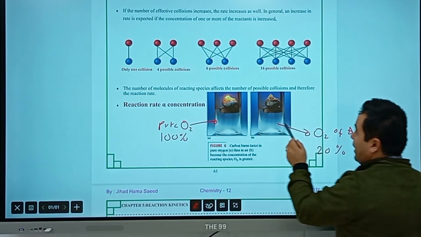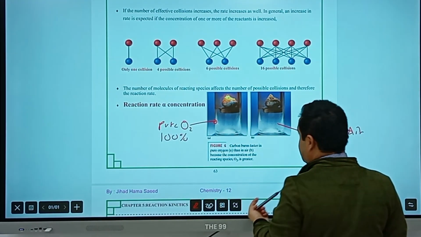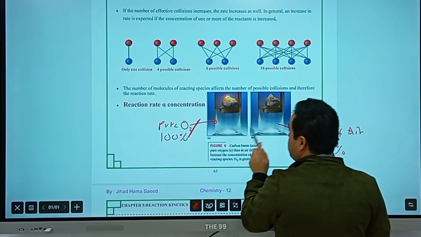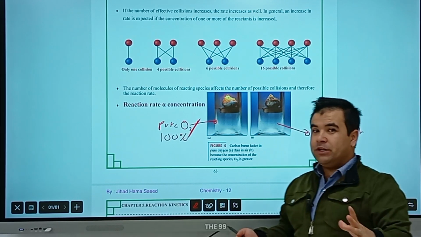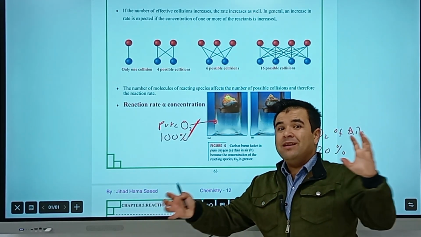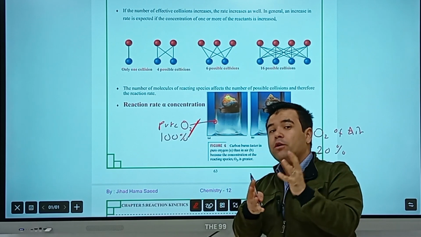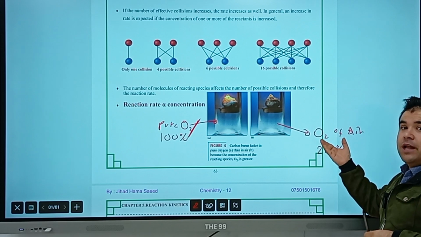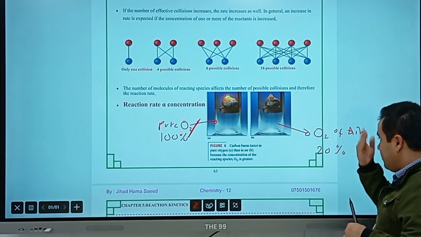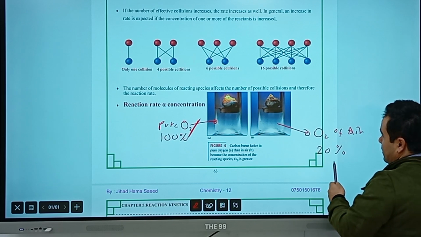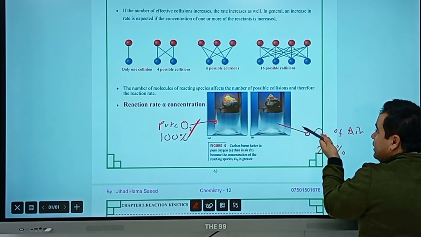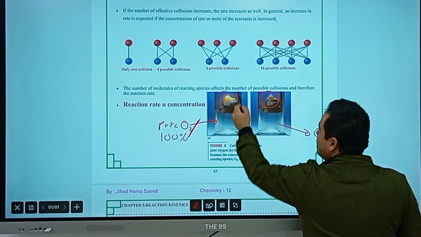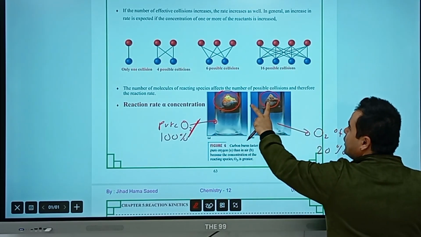So which one burns much faster? Of course, the one with the pure oxygen. Why? Because with the pure oxygen there are no impurities, and the frequency of the collision and efficiency as well increases. But here we have other impurities like nitrogen and other trace elements, the other gases in air. So 80% of the air is not oxygen. That's why the difference can be observed from the figures.